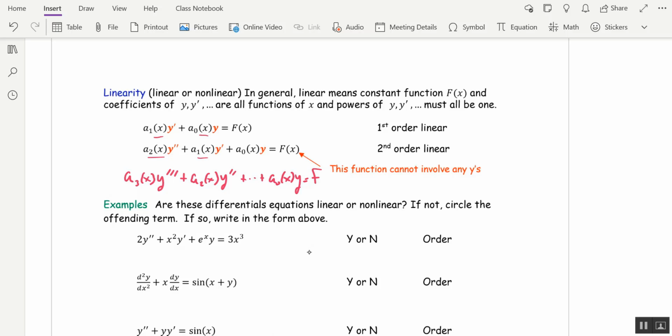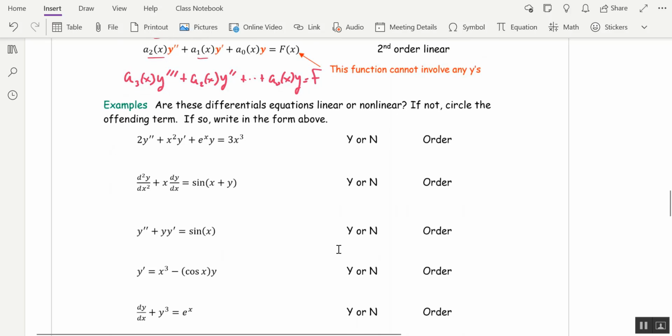All right, so let's do a whole bunch of examples to determine who's linear and who's not. And in each case, we can determine the order of the differential equation, whether or not it's linear, because that's independent of linear or not. So the first guy, 2 y double prime. So my coefficients are 2 and then x squared times y prime. And then I've got e to the x times y. And then my driving function is 3x cubed. That's fine. That's yes, that's a perfect linear of order 2, because that's the highest derivative.